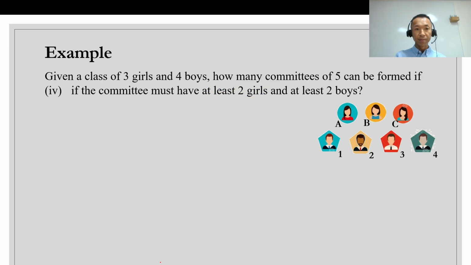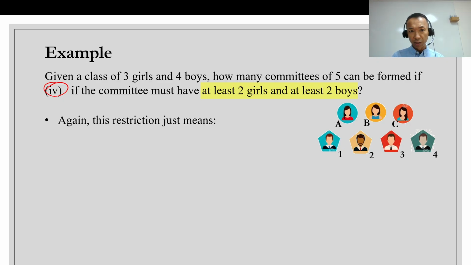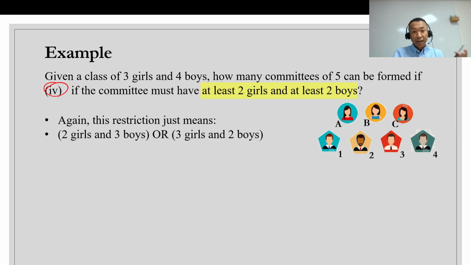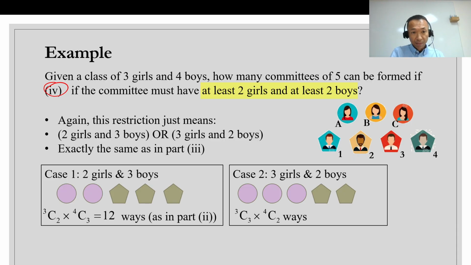Last part, part 4. Committee must have at least 2 girls and at least 2 boys. So, how do we do it? You think about it, at least 2 girls, that means either 2 girls, 3 boys, or 3 girls, 2 boys. Right? They're actually asking exactly the same as part 3. So the answer will be exactly the same, 18. Done.